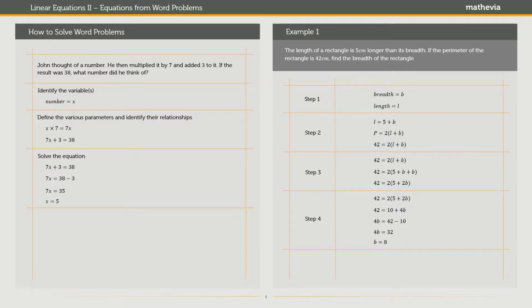Actually really simple. Once you identify your unknowns, you then try to understand their relationships, and then you generate the equation, and once you have the equation, you just solve it and you get your answer in the end. Okay, so let's do another example.